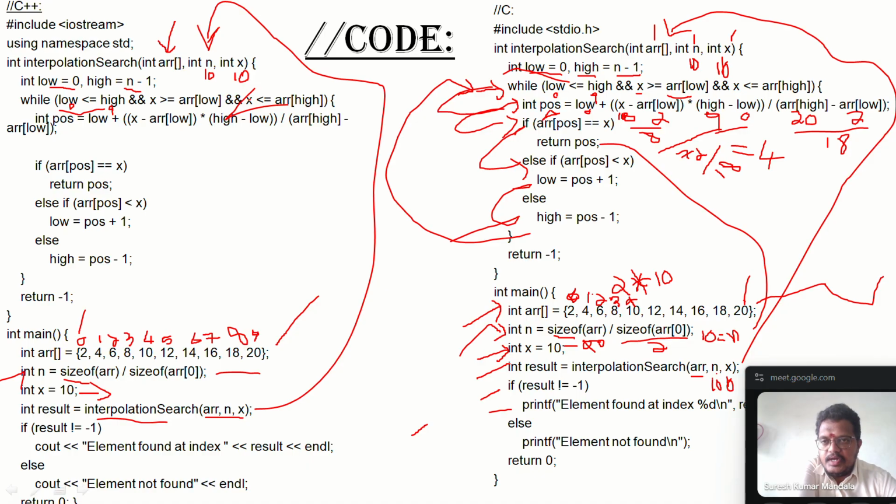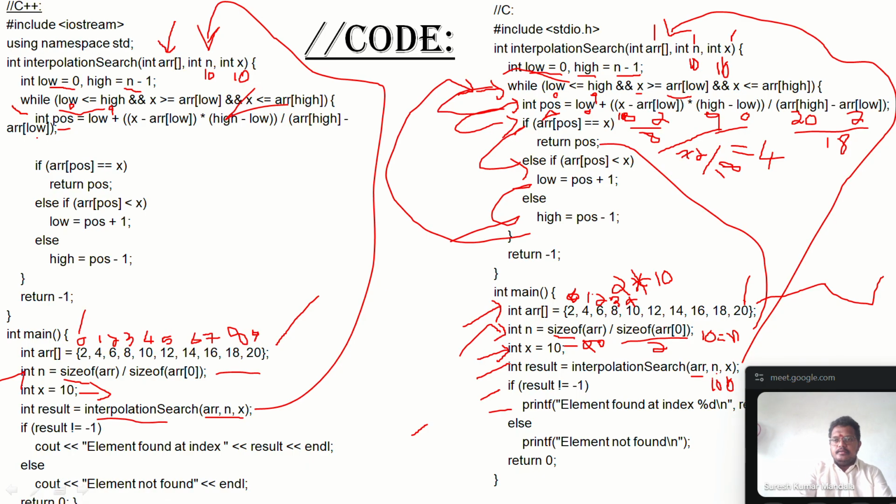And again we are checking one more condition: x, the target variable 10, is less than arr of high. What is the value? 20. 10 is less than 20, the condition is true. If both conditions are true, then only we enter into the position calculation. Within it we identify the exact position of the searching value.